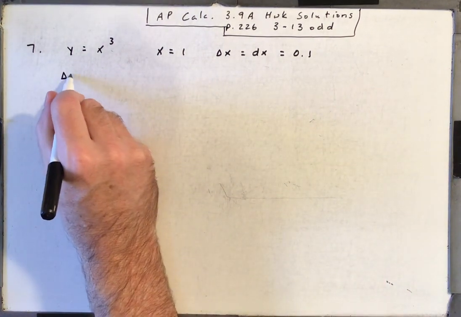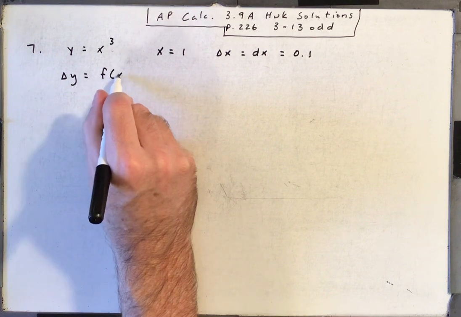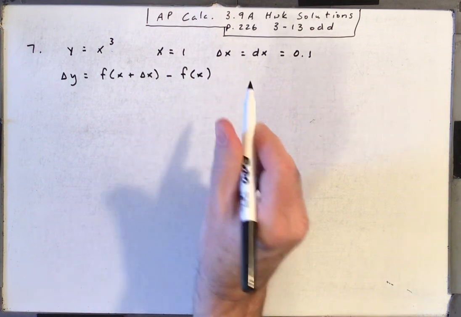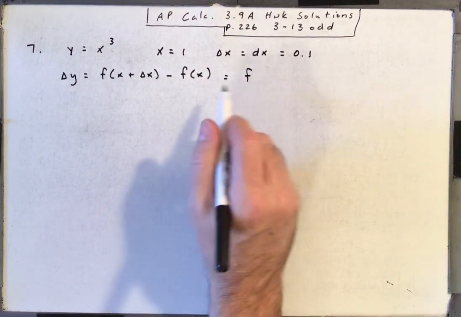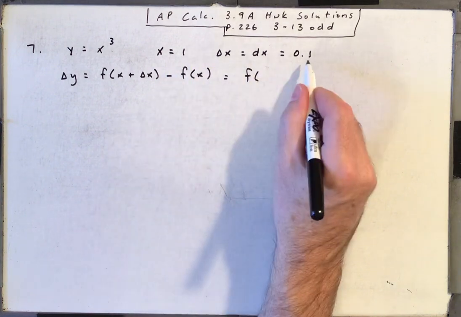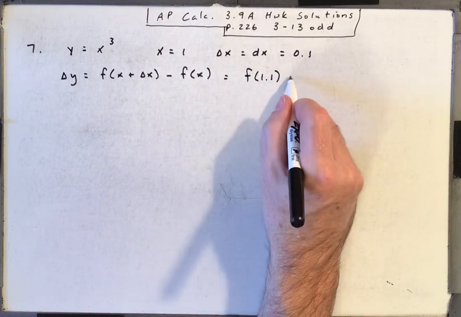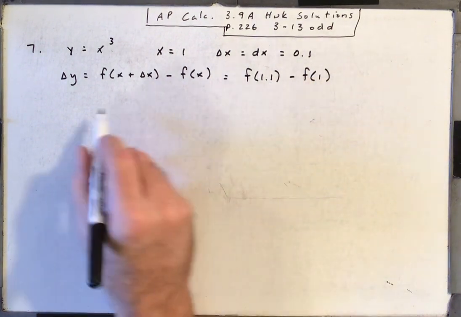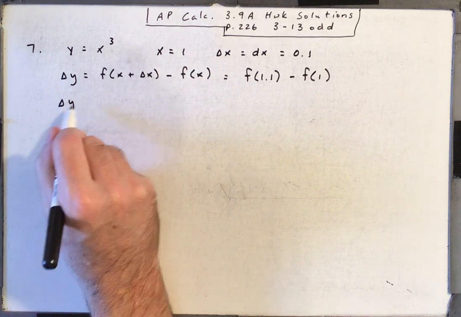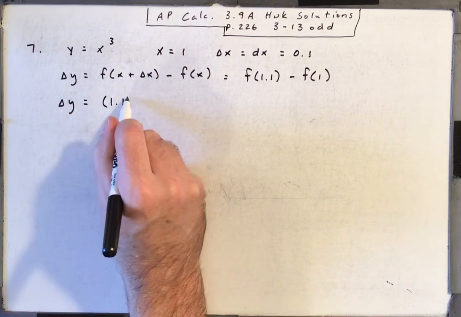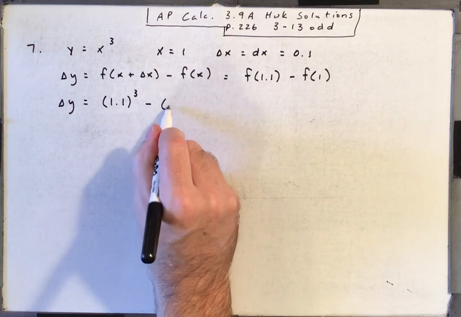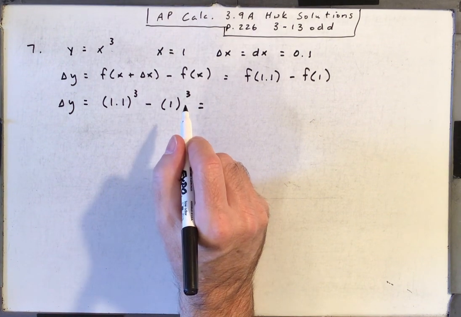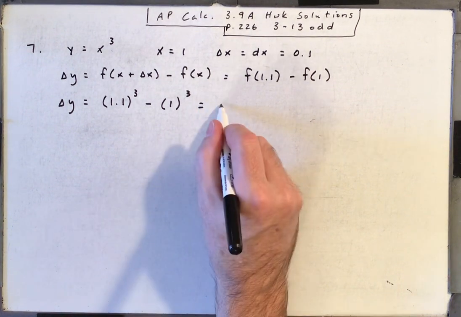All right, so delta y is equal to f of x plus delta x minus f of x. That's going to be f of 1.1, right? 1 plus 0.1 minus f of 1. So f of 1.1, that's going to be 1.1 cubed minus 1 cubed. So delta y is 0.331.